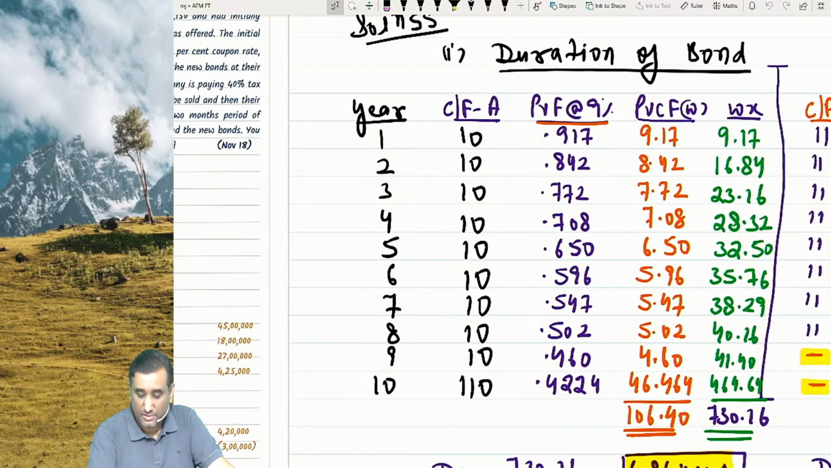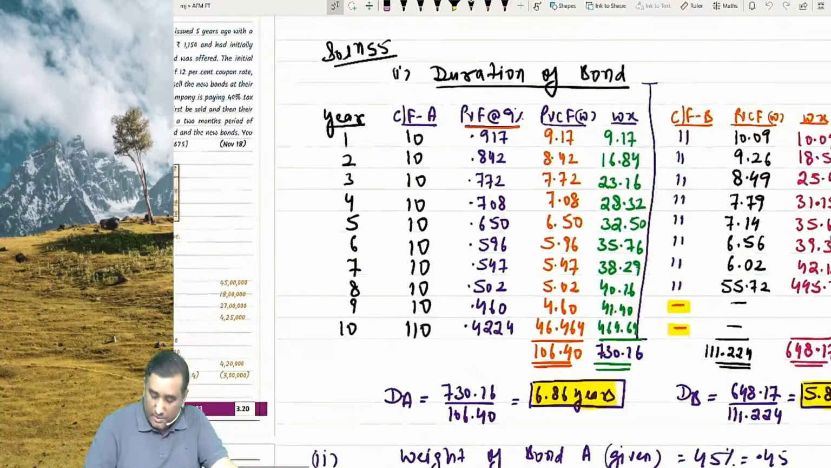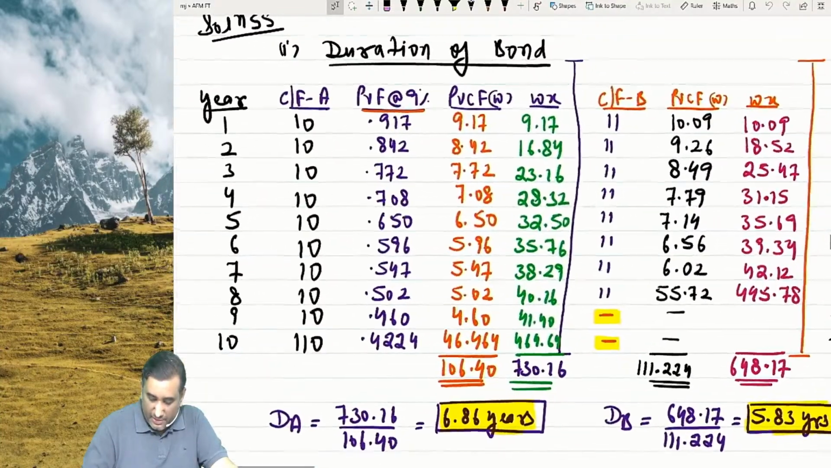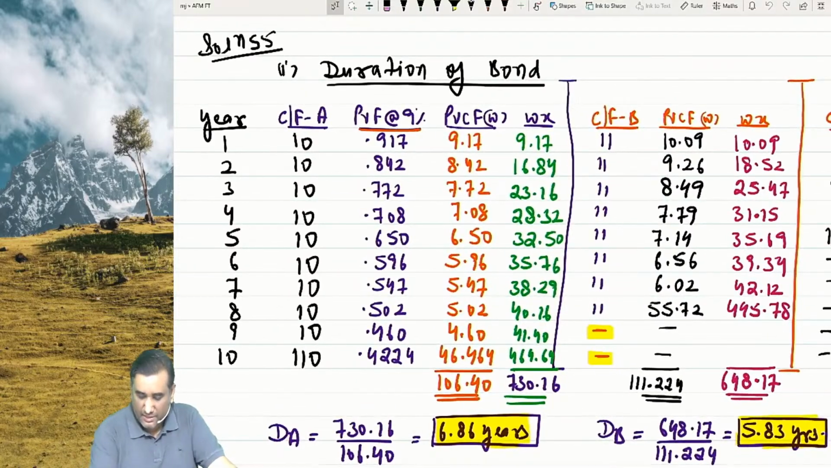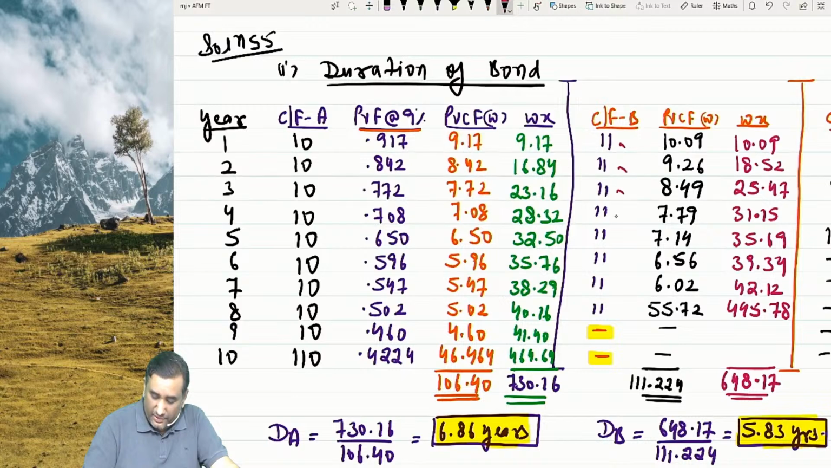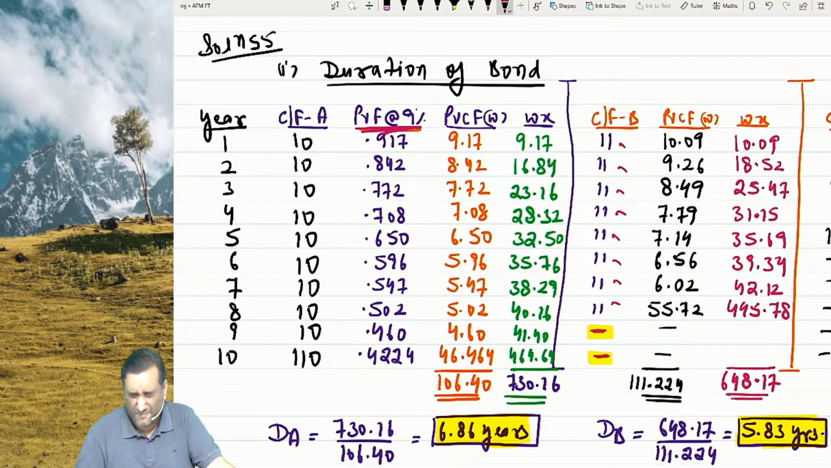Done. First one: the duration of the first bond is coming to 6.86. Second one, I've tried to use my time by just writing the cash flows of B. 11 coupon, I think. Is it 11? Yes, you have an 11 coupon. 11, 11, 11. These are 8 years. Then you can multiply 11 by the present value factors. The factors are the same. Just give some space here. It comes to 5.83 and then by 5.